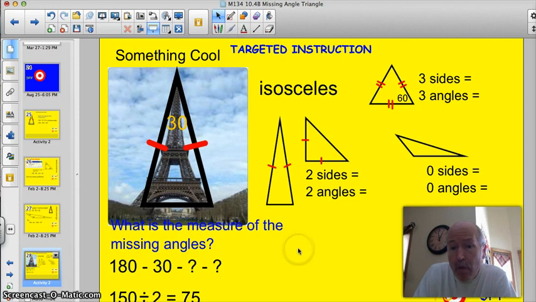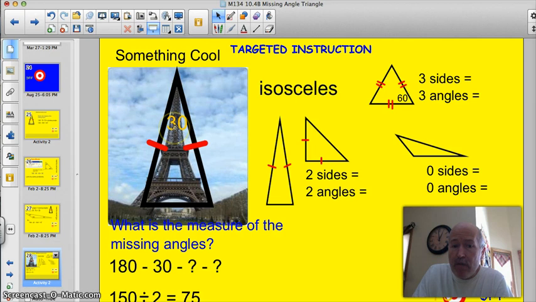All right? So, we're given this top angle. These bottom two have to be the same, because look at my little chart over here. When two sides are the same, like in these isosceles triangles, two angles will be the same. In an equilateral triangle, when three sides are the same, three angles will be the same. And then there's that example that we just did, that scalene triangle. Zero sides are the same or equal, zero angles will be equal. So keep that in mind.